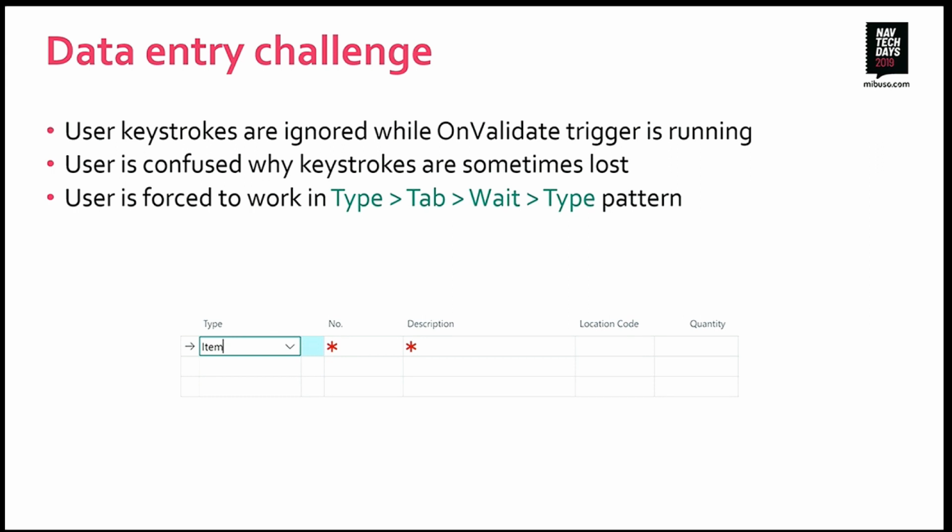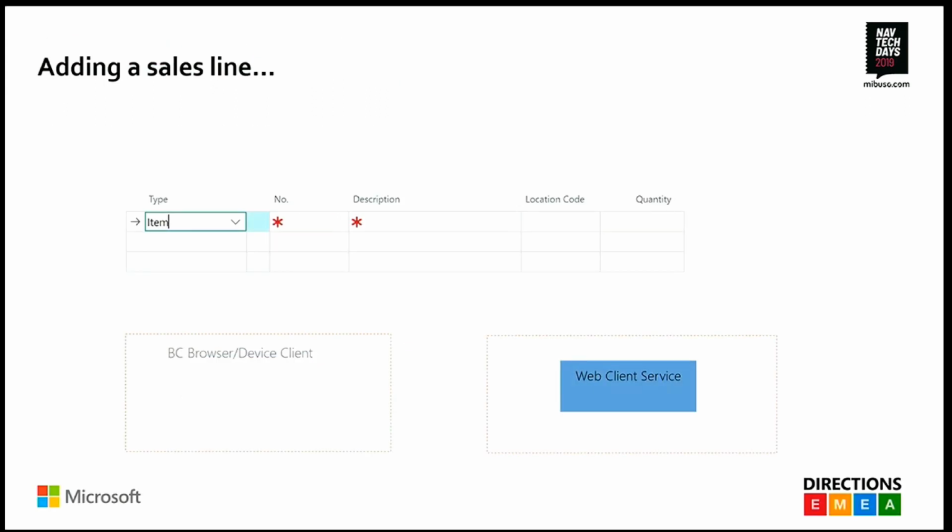So that was kind of mitigated. But in modern clients, web is inherently asynchronous. So we needed to completely reimagine the solution for this problem. We needed to create a completely new interaction pipeline to handle user input so we can process it when we can, so it's never lost. So imagine I have a sales line, and the user is selecting item type.